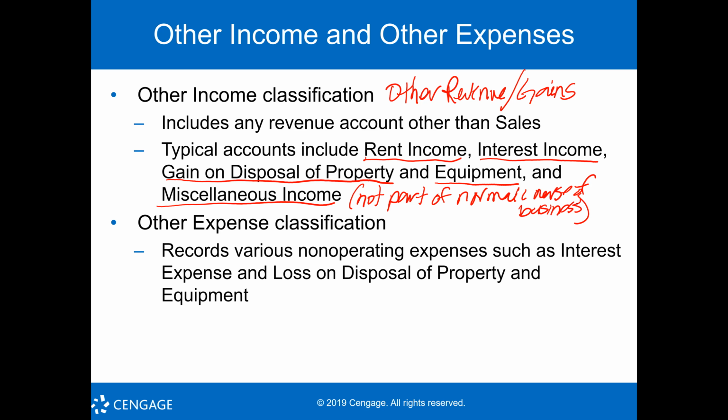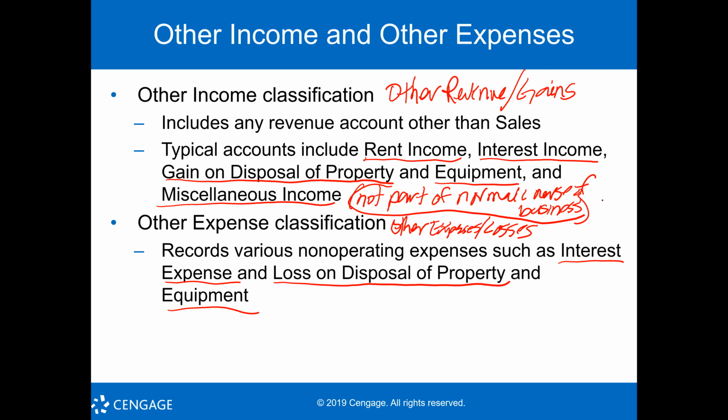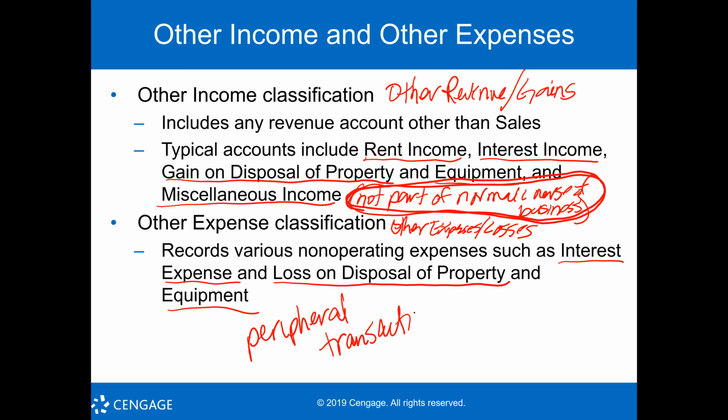And then other expense, remember this is called other expenses or losses. Records various non-operating expenses such as interest expense, loss on disposal of property and equipment. Again, not part of the normal course of business, peripheral transaction. That's what these are called. Peripheral, which I probably didn't spell right, but peripheral transactions.